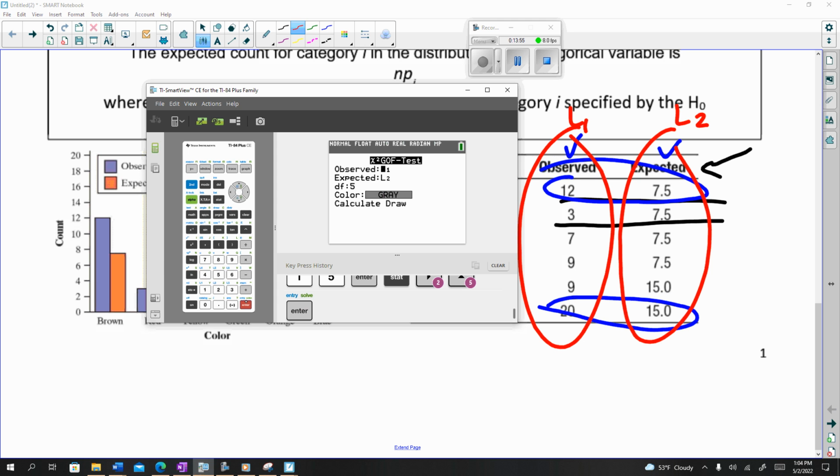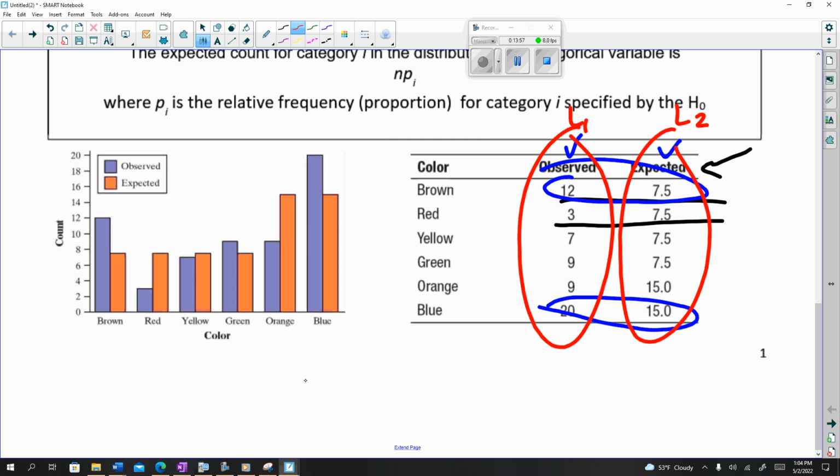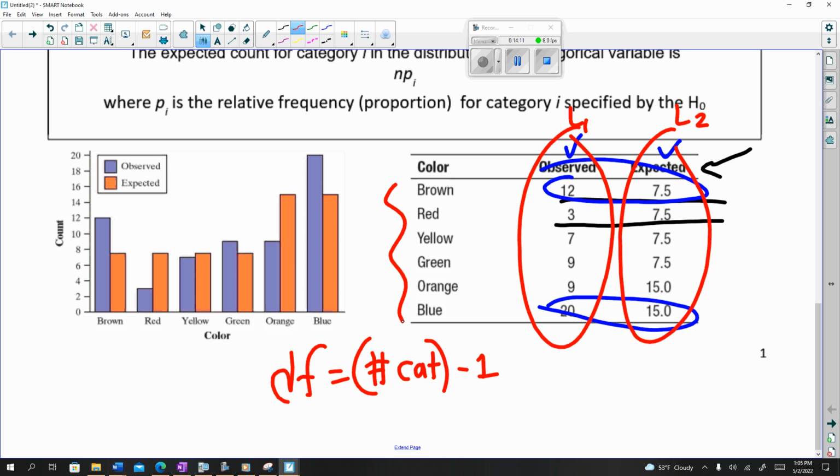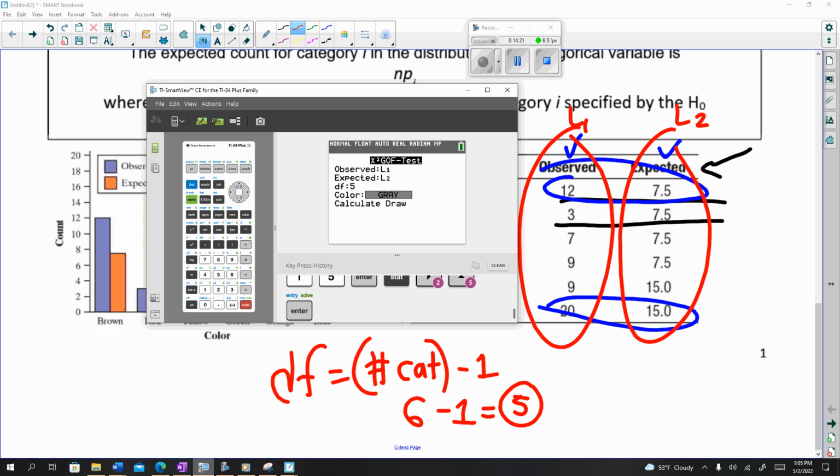But how do we get our degrees of freedom for this? Okay. So to get our degrees of freedom for this, usually it was N minus 1. For this one, you have to do number of categories minus 1. So there are six categories of colors, 1, 2, 3, 4, 5, 6 colors. So you're going to do 6 minus 1, which is 5, because there's six total categorical variables of colors minus 1. So it's 5. And now we could hit calculate or draw.